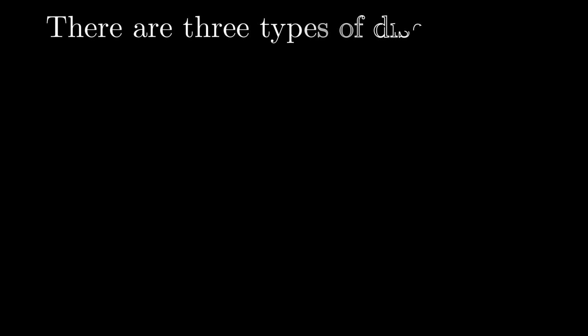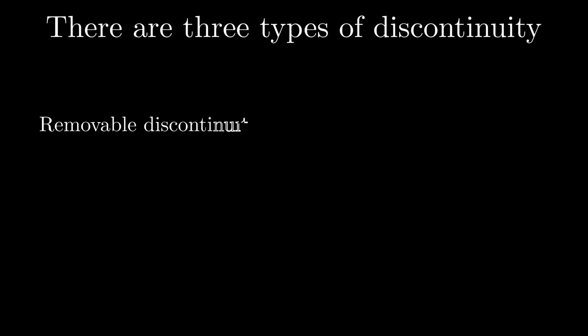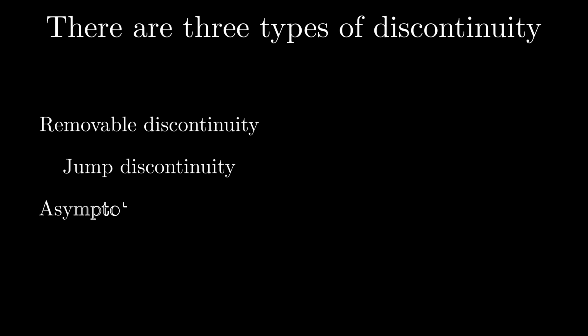There are three types of discontinuities: removable discontinuity, jump discontinuity, and asymptote discontinuity.